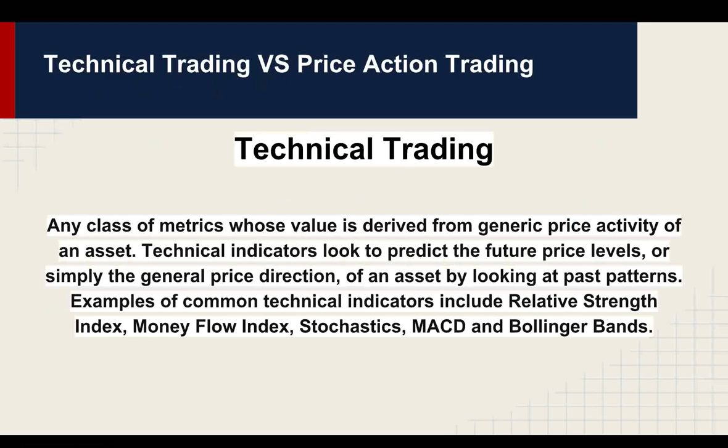So technical trading: any class of metrics whose value is derived from generic price activity of an asset. An asset in this case just means, like, are we trading cable, or euro USD, things like that. So anytime you see asset, that just means the pair that you're trading. Technical indicators look to predict the future price levels or simply the general price direction of an asset by looking at past patterns. Examples of common technical indicators include relative strength index, the money flow index, stochastics, MACD, and Bollinger Bands. If you don't know what those are, you might want to look them up. Those are some of the most common technical indicators out there.